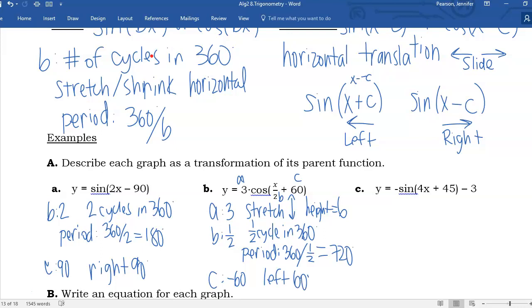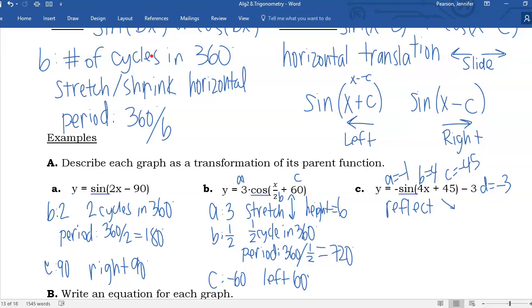Last one, I have an A and a B and a C and a D. So A in this case is technically a negative 1. B in this case is a 4. C in this case is a negative 45. And our D is negative 3. What does it all do? Okay, so let's look at our amplitude. Our amplitude being a negative 1, it doesn't stretch it, but it actually reflects it. That means like our sine is going to go down first instead of up, reflects down.